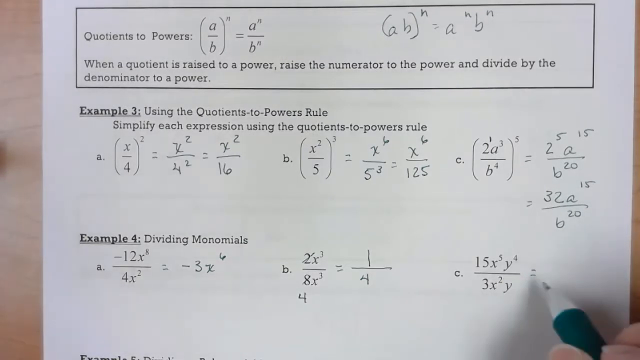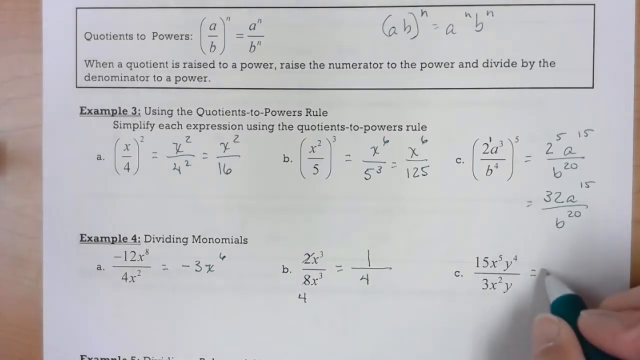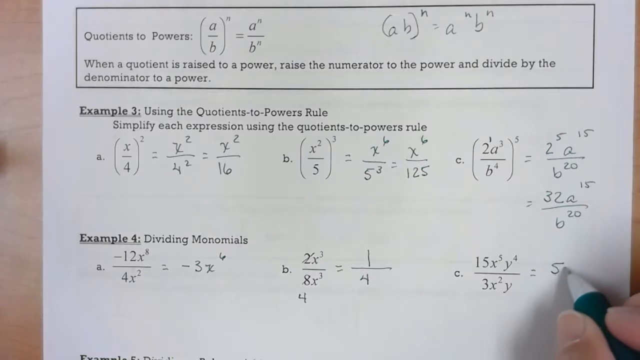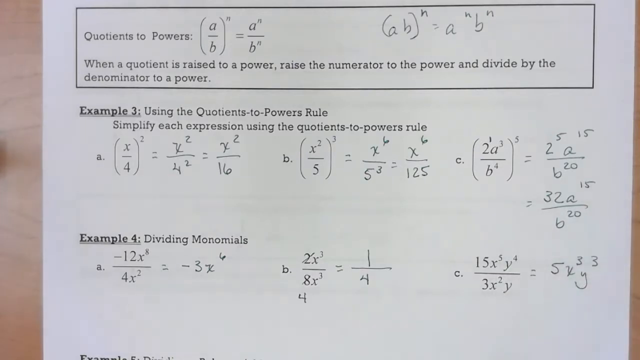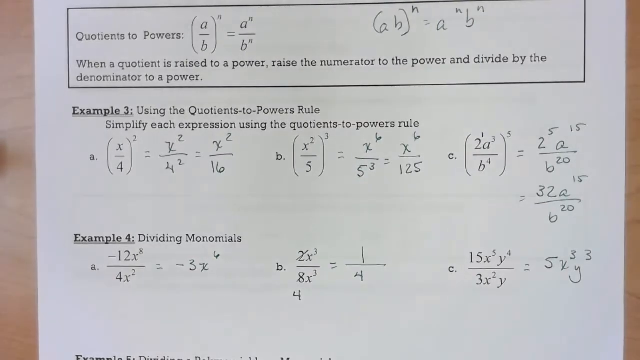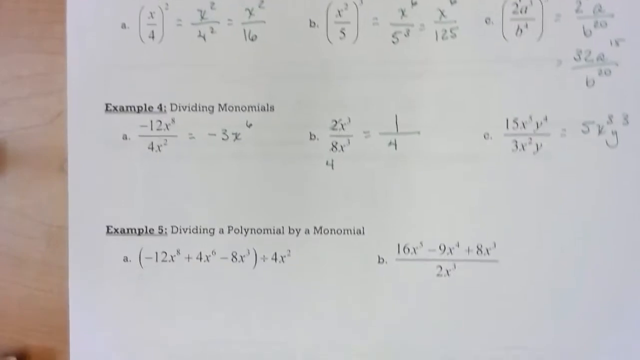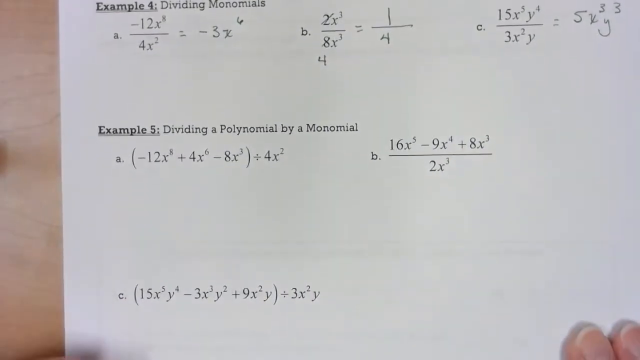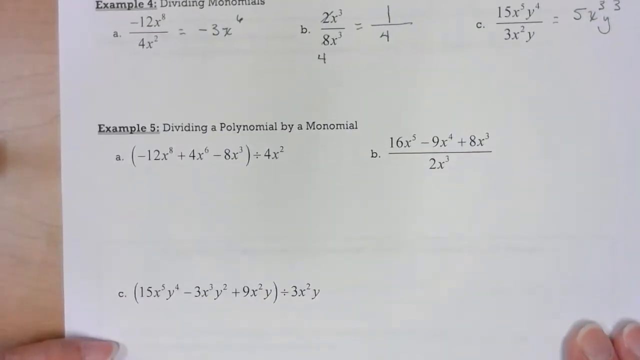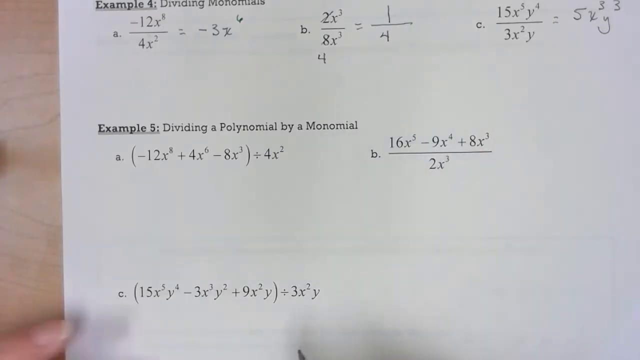Let's see this one. 15 divided by 3 would give me 5. X to the third, y to the third, because I'm subtracting my exponents. So this is when you have a monomial divided by a monomial, but what if you have polynomials divided by a monomial? Well, we have to get it back to something that we know.